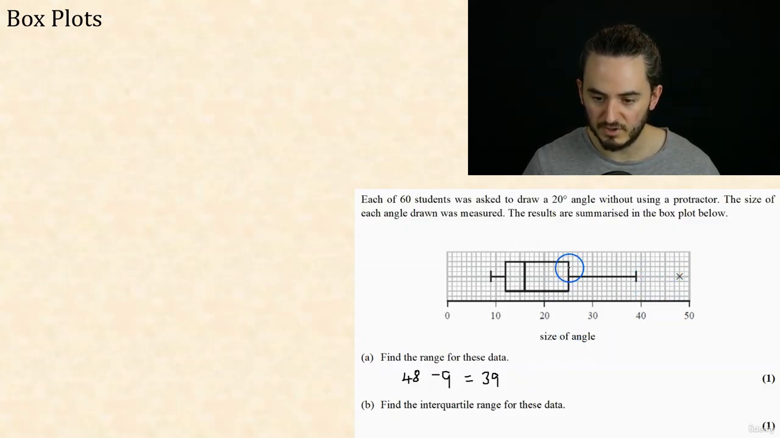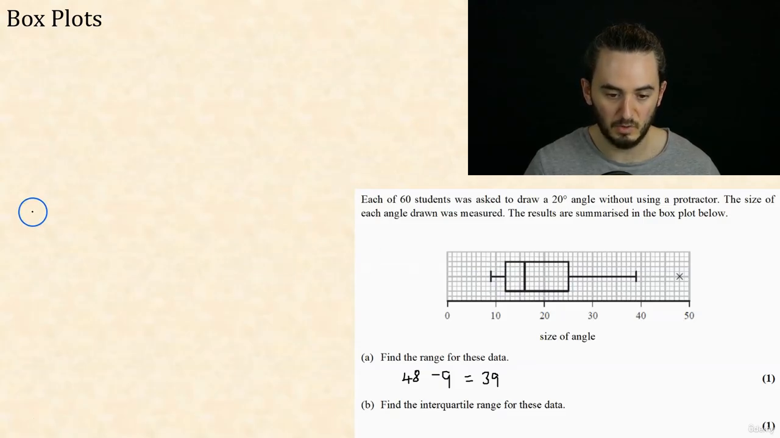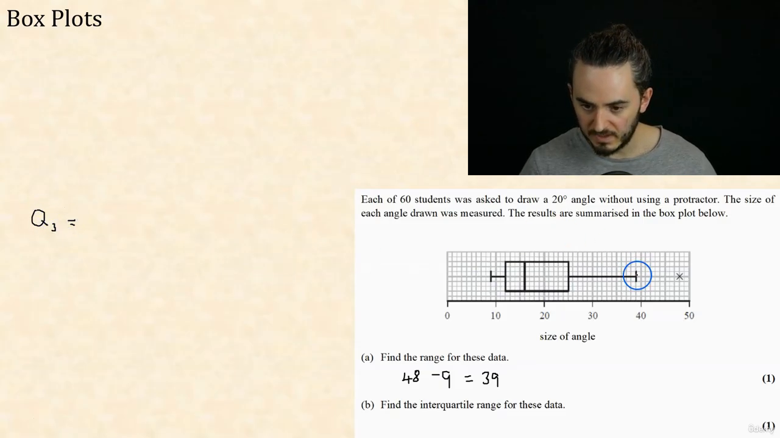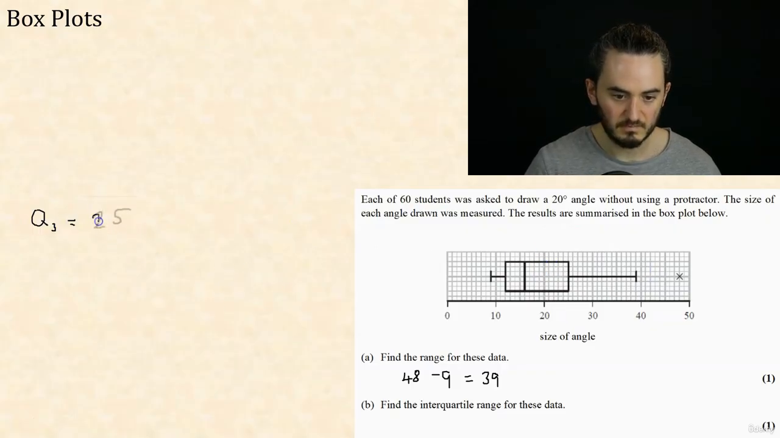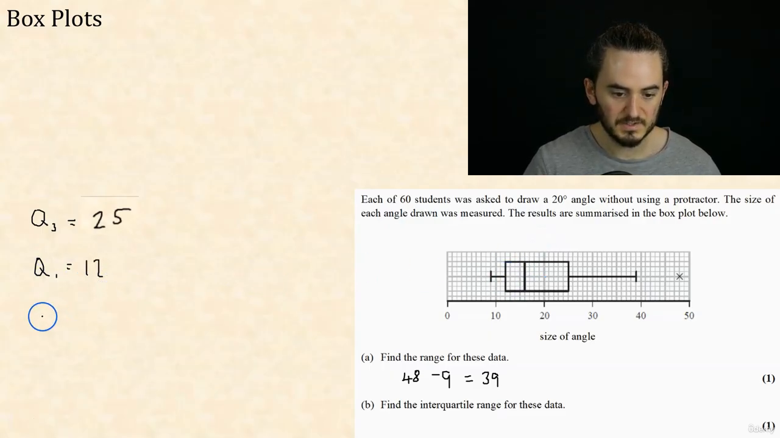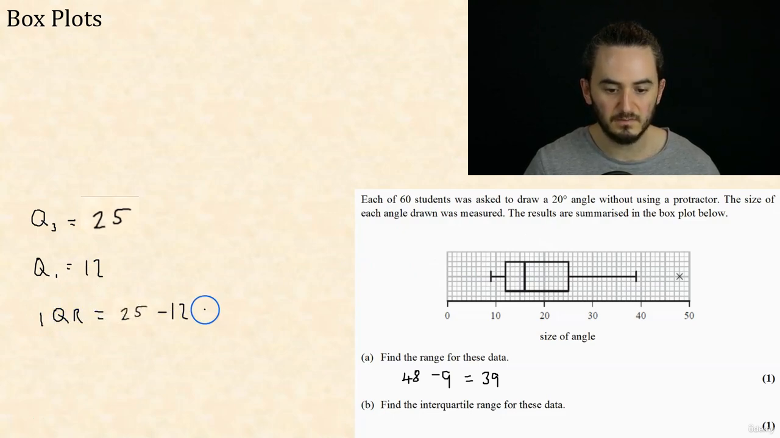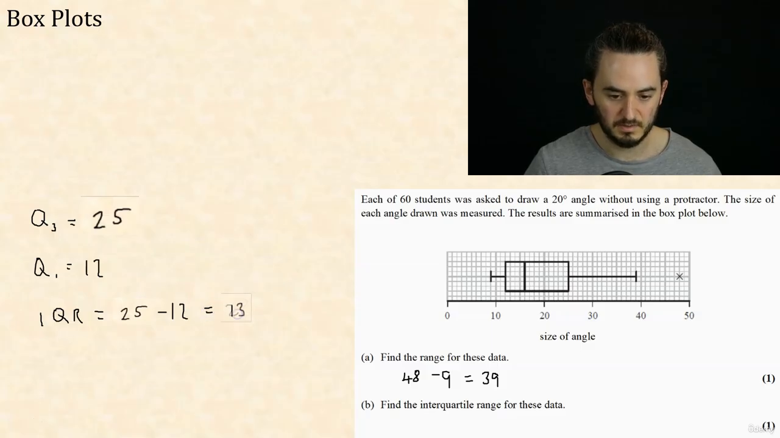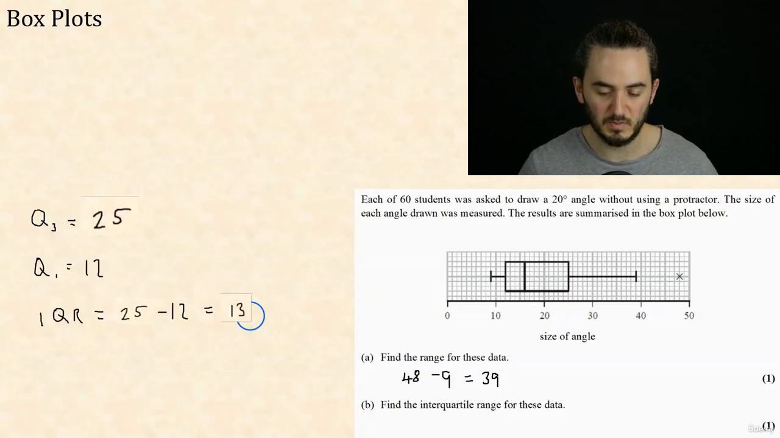Now, what about the interquartile range? Well, the interquartile range is just the upper quartile minus the lower quartile. Well, my upper quartile, Q3, is 25. And my lower quartile, Q1, is this point here, which is 12. And so my interquartile range is 25 minus 12, which is 13. Okay, so that's how we can analyze a box plot there.